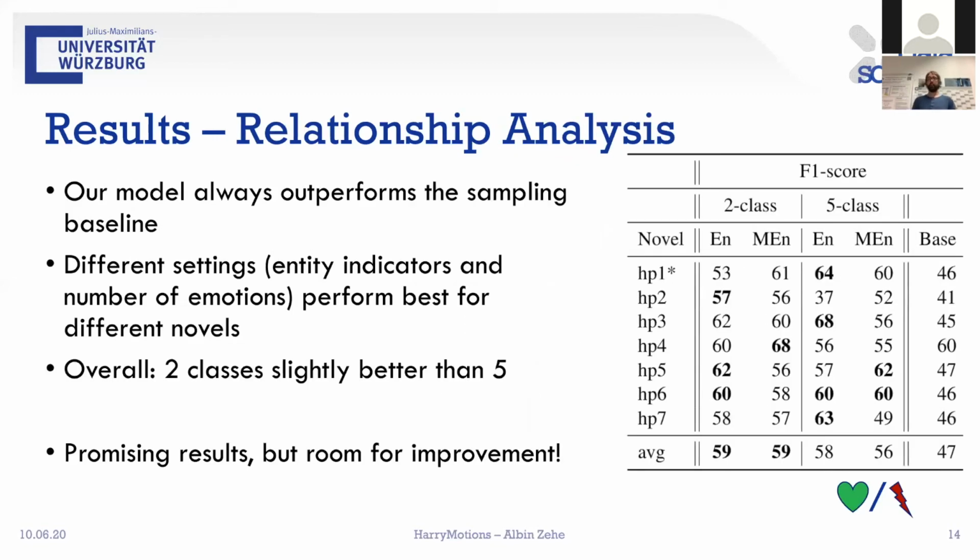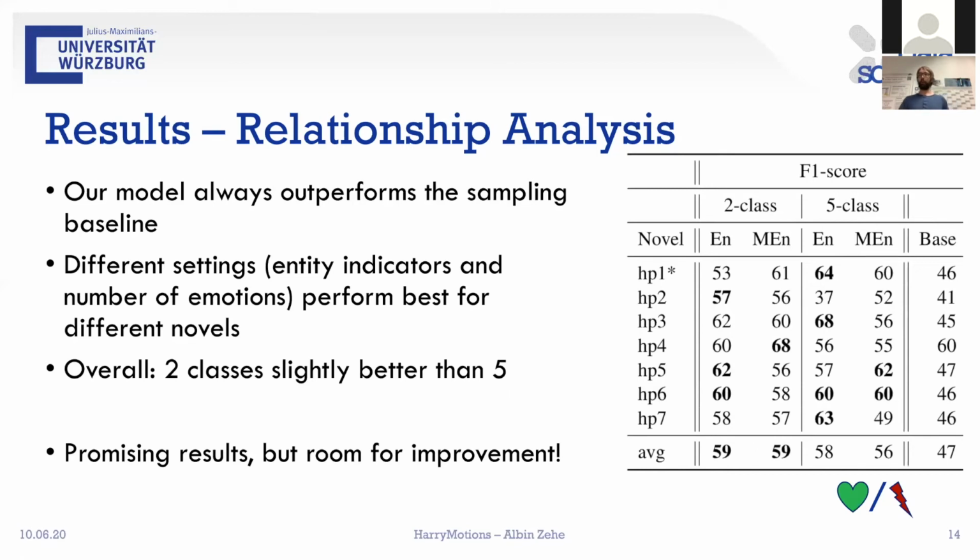For our second task, the relationship analysis, the results are provided here. What we see is the results from aggregating our BERT's predictions versus the results from the baseline. The first thing we see is that we clearly outperform the random sampling baseline by quite a large margin. This is already good. What we can also see is that there is no very clear influence of the role indicator that we select, because for some settings, the entity indicator works better, and for some settings, the masked entity indicator performs better.